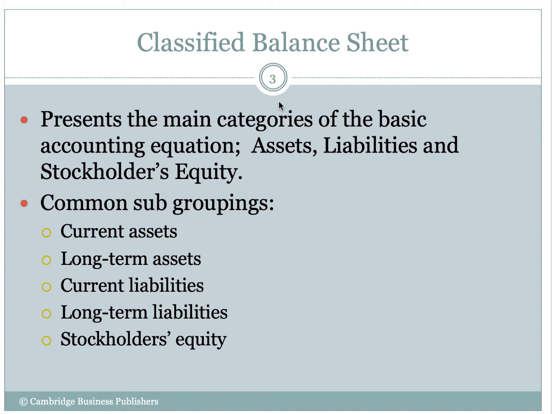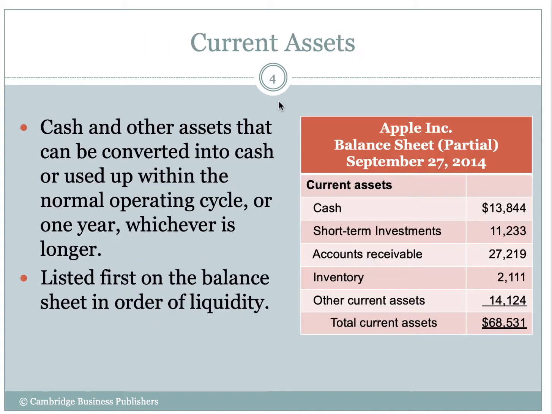But the reason why we break things down and create these subgroupings is it allows analysts to take a look at the balance sheet and make some decisions on the company. As we go through this chapter, we're going to get into things like solvency ratios and liquidity ratios, and that's what this classified balance sheet really helps us do. So let's break down each of the subcategories: current assets, long-term assets, current liabilities, long-term liabilities.